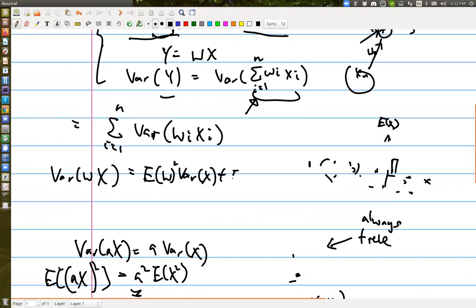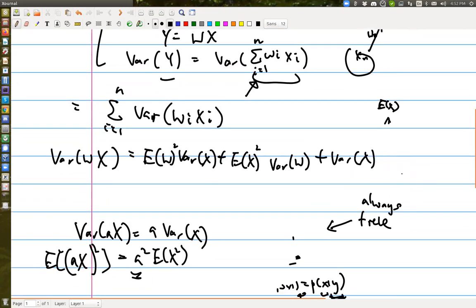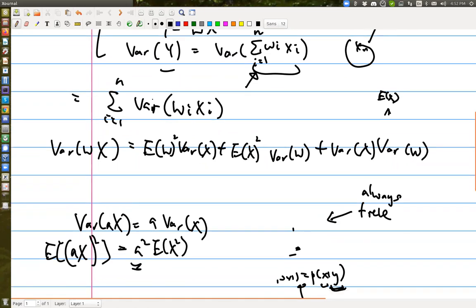plus the expectation of x squared, that is the square of the expectation of x, times the variance of w, plus the variance of x and the variance of w. So let's show this is not something very obvious, I guess.